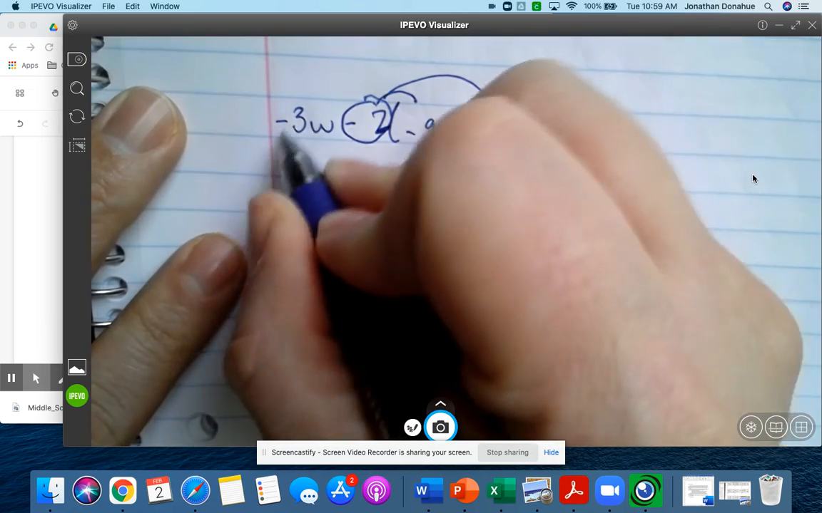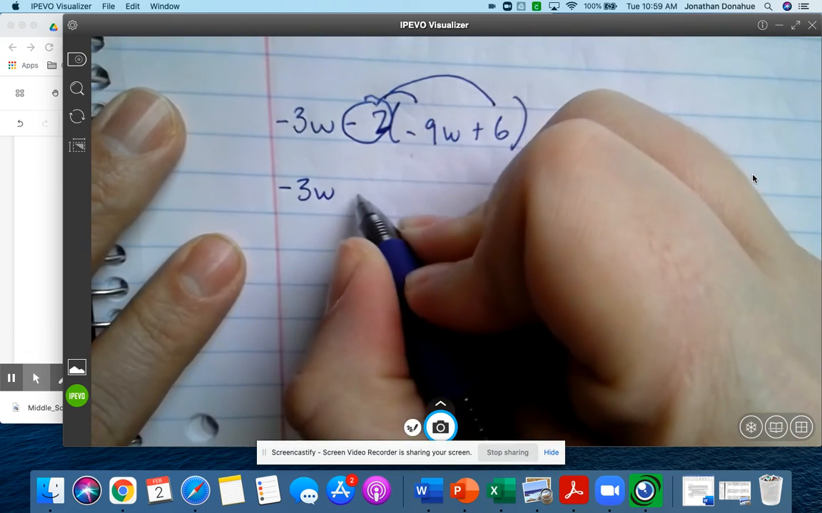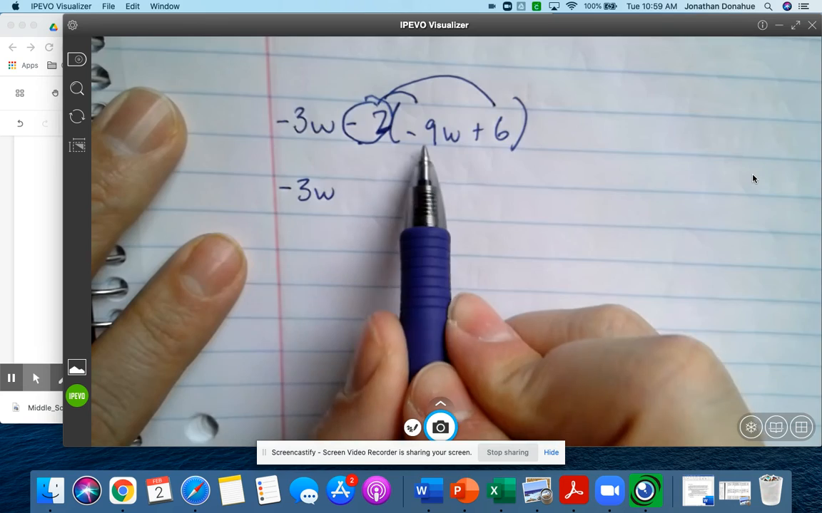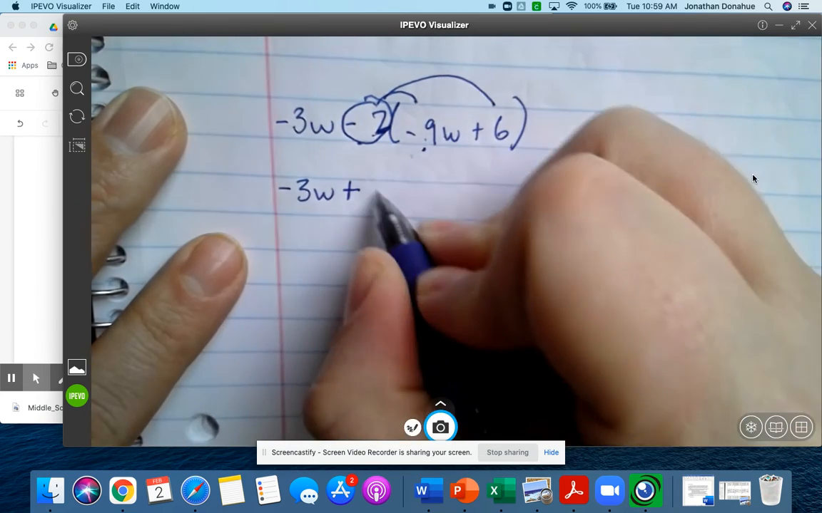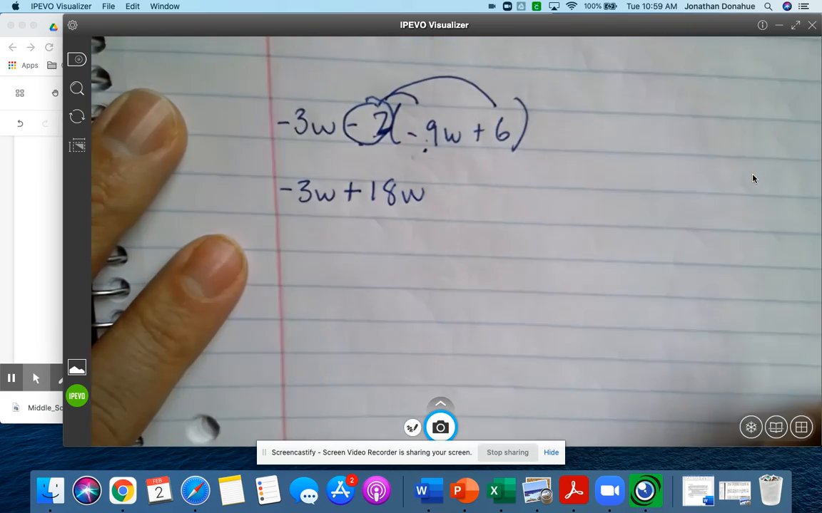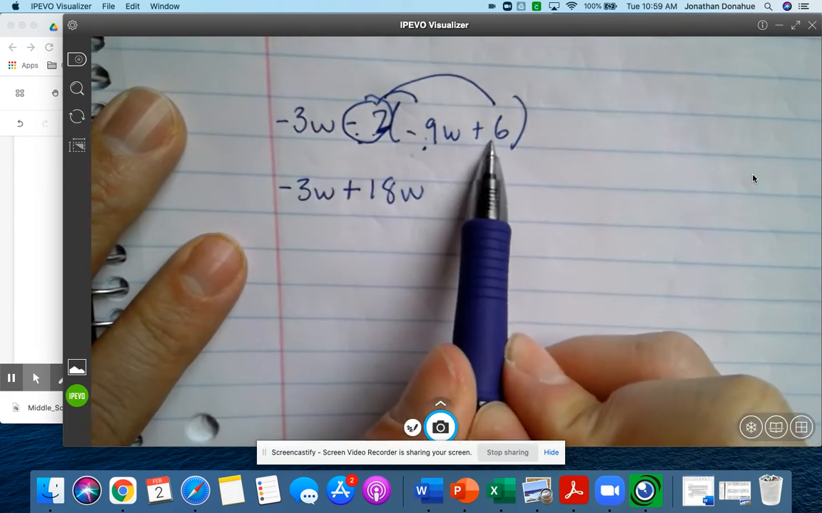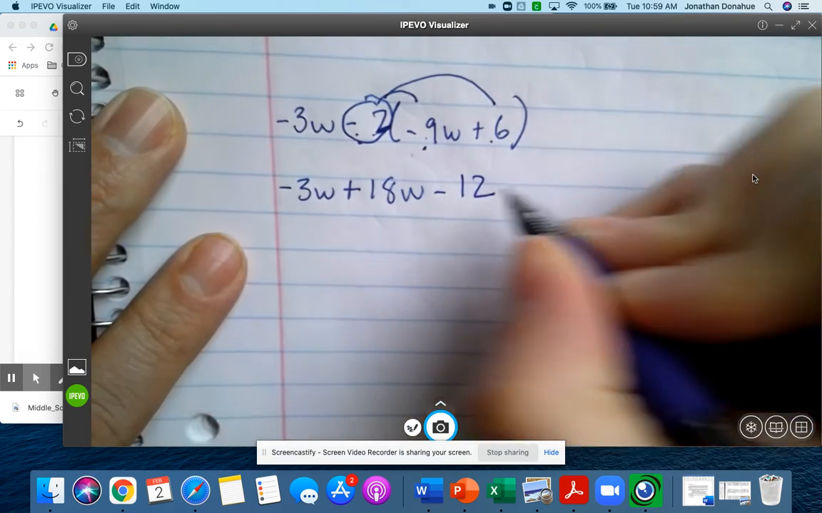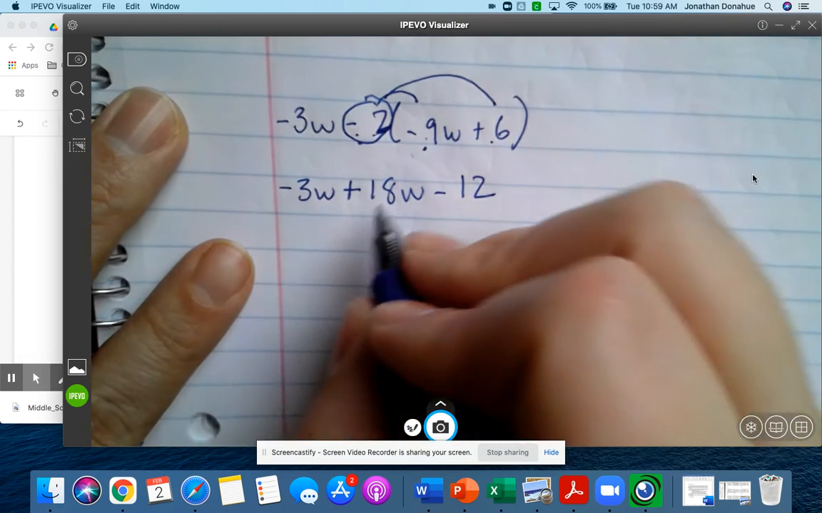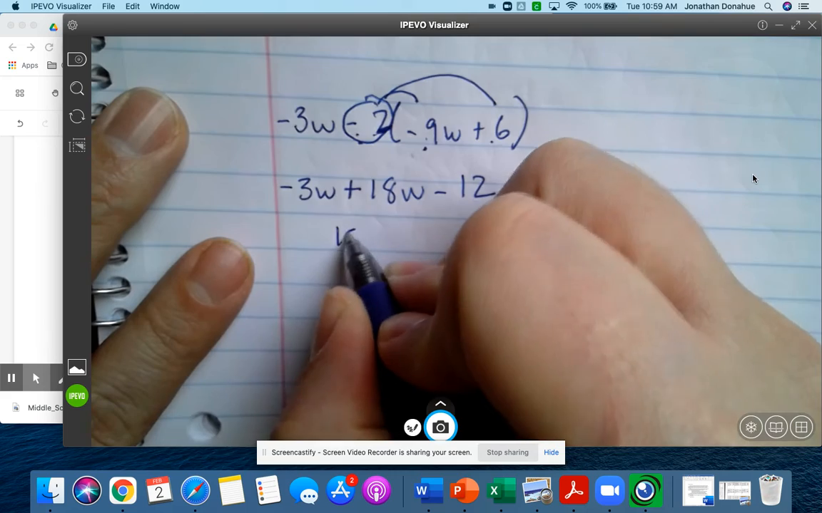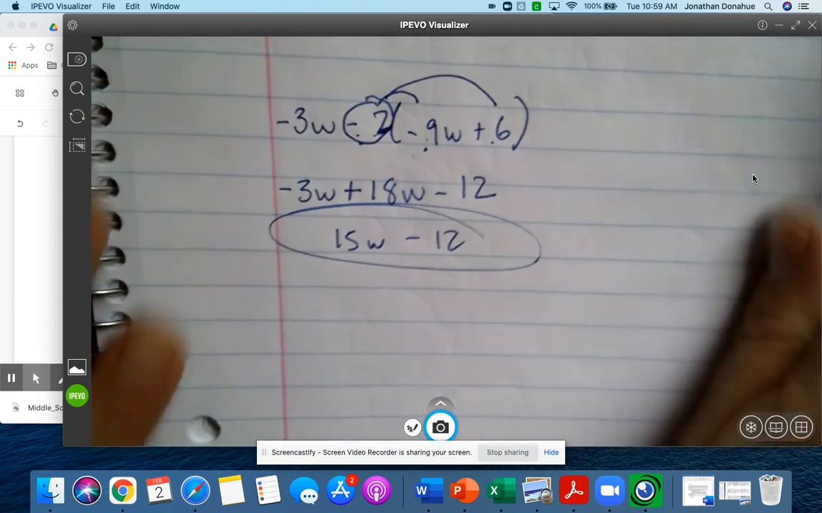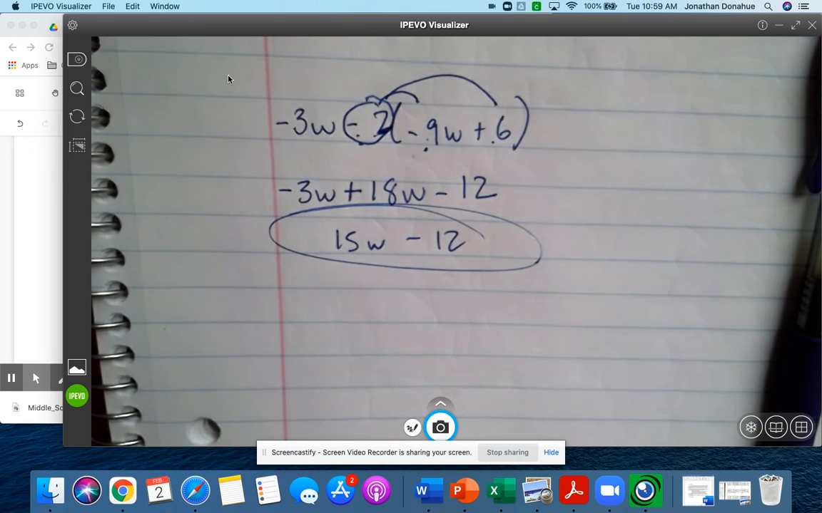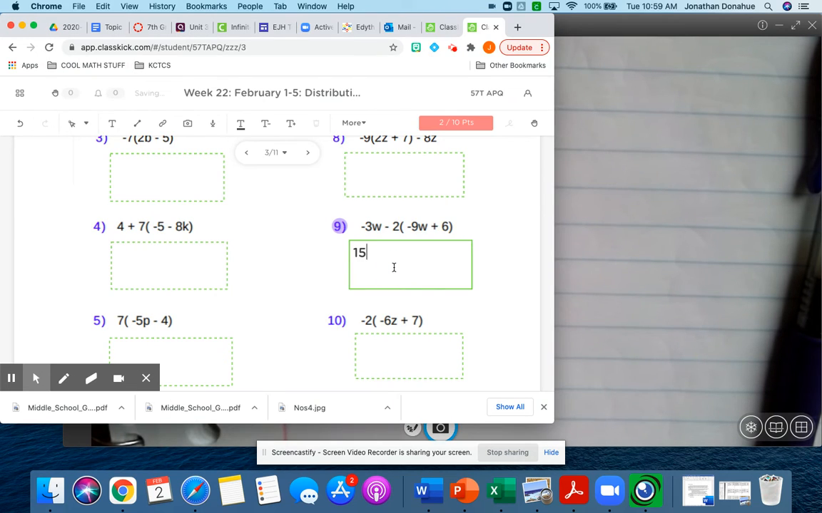So I'm going to go ahead and bring down my negative 3w first. Negative 3w. And then negative 2 times negative 9w would be negative times a negative is a positive. 2 times 9 is 18w. Negative 2 times positive 6 is negative 12. Okay, and then negative 3 plus 18w is 15w minus 12. And that's it. Let's see if that works. Go to number 9, 15w minus 12. And we're in good shape.